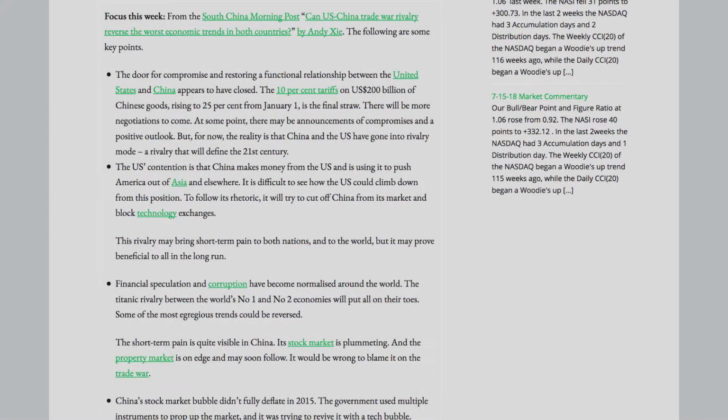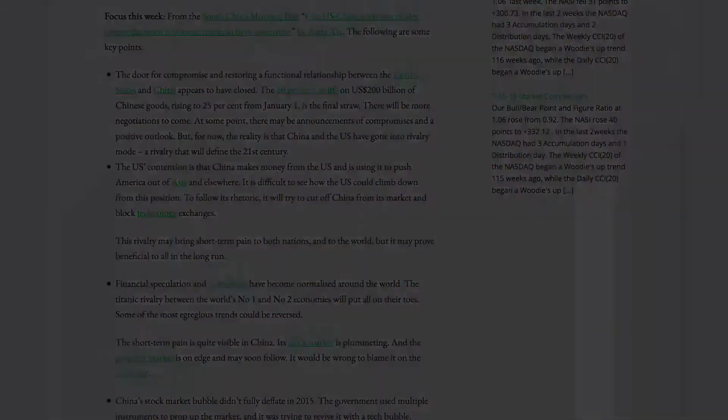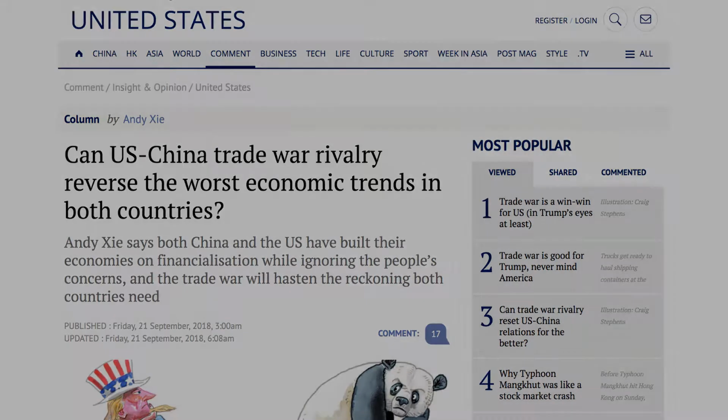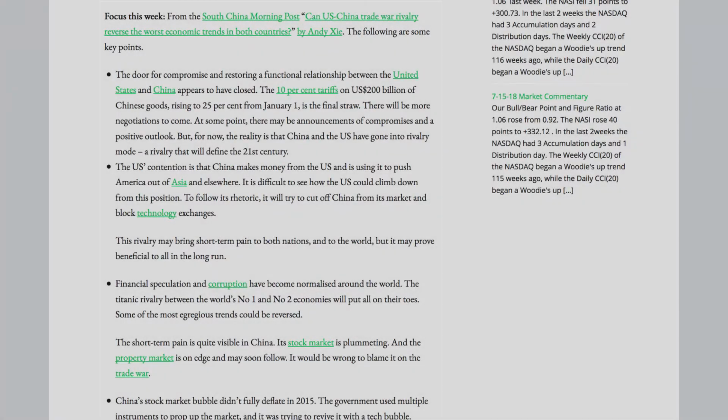Focus this week from the South China Morning Post. Can U.S.-China trade war rivalry reverse the worst economic trends in both countries? By Andy Z. The following are some key points. The door for compromise and restoring a functional relationship between the United States and China appears to have closed. The 10% tariffs on U.S. $200 billion of Chinese goods, rising to 25% from January 1st, is the final straw.